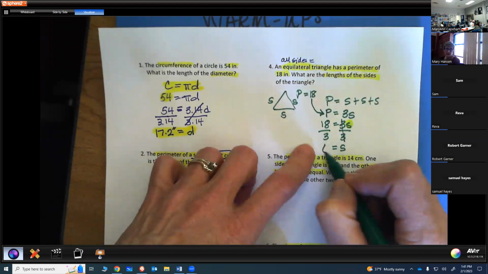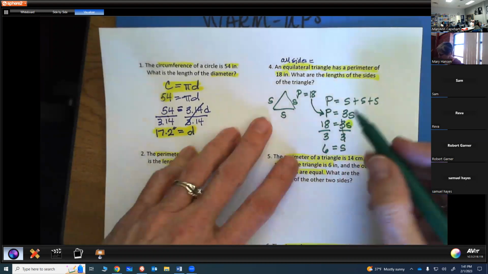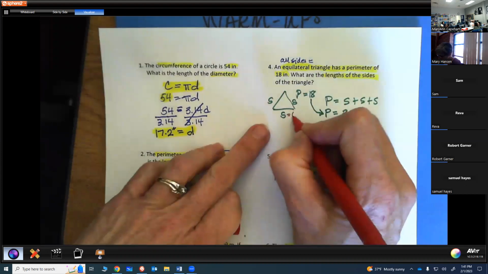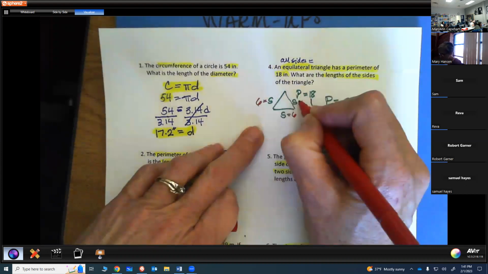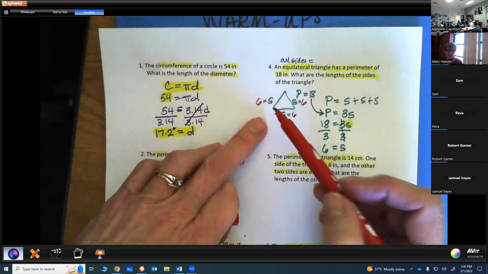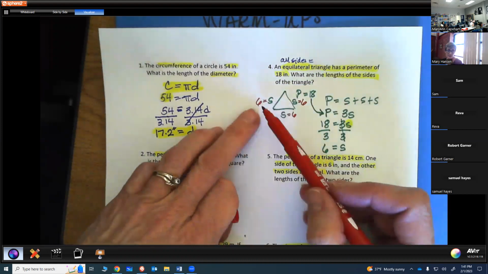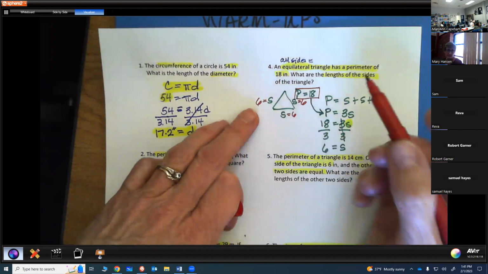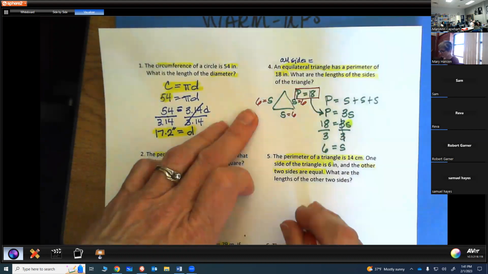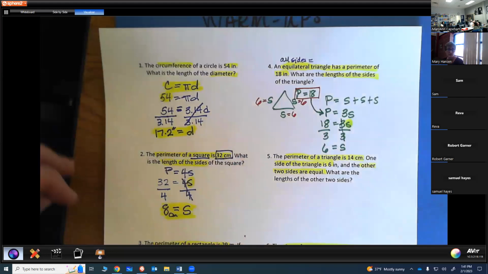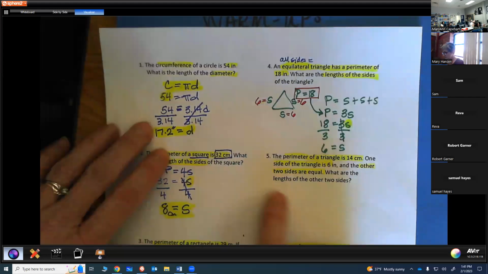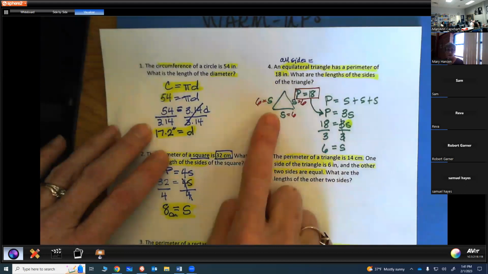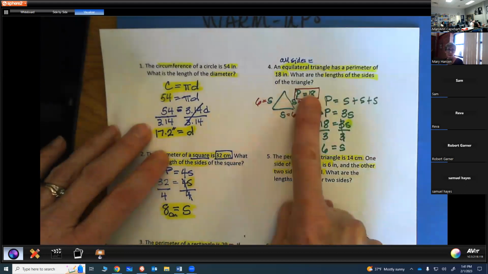Now I could check my work because I can literally come back here and put a 6 in for each of these. And I know that the perimeter of a triangle, I add 3 sides together, 6 plus 6 plus 6 is in fact 18. And probably something I should have said earlier, you can substitute back the amount that you found to see if it actually equals the perimeter that you've been given.